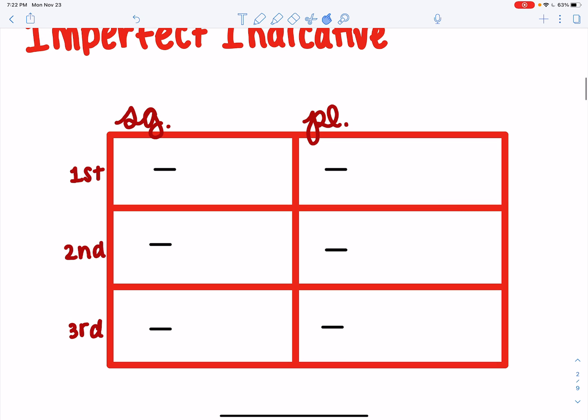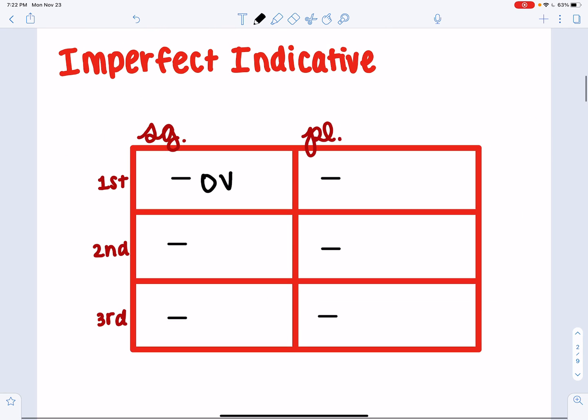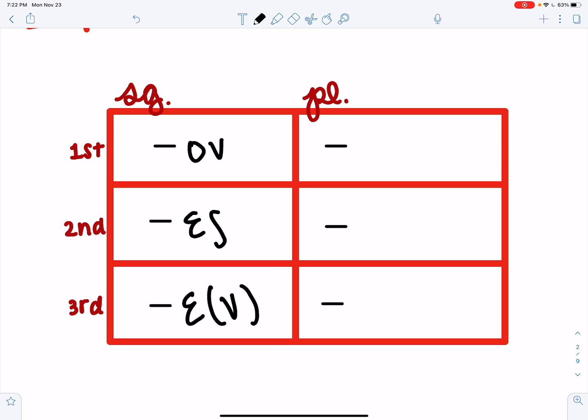So first, we'll start as always with the first person singular ending, and that for imperfect is on, omicron nu. And then second person singular is s, third person singular is e, or if there's a vowel that starts the word following this ending, it's e with that nu on the end. In the first person plural, we have amen. In the second person plural, ete. And in the third person plural, on, omicron nu again.